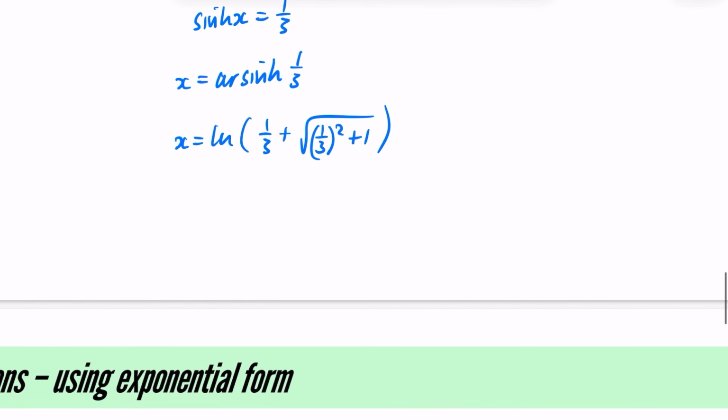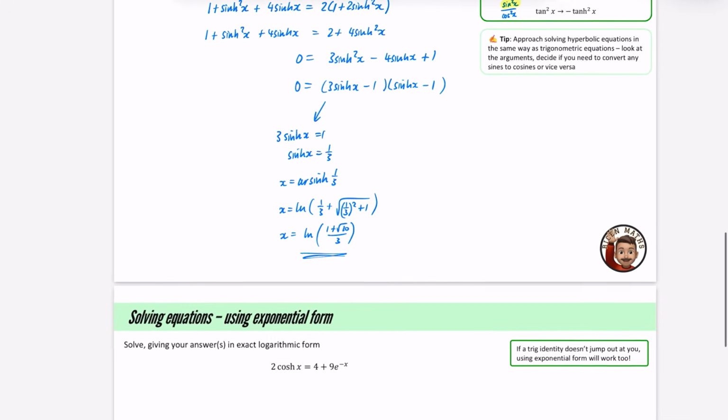Let's actually tidy that up a bit. So a third squared plus 1, square rooted, plus a third, that is this. So x is ln of (1 plus root 10) over 3. That's one of the solutions.